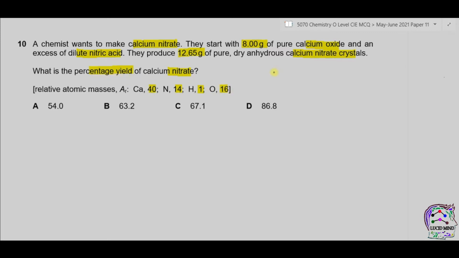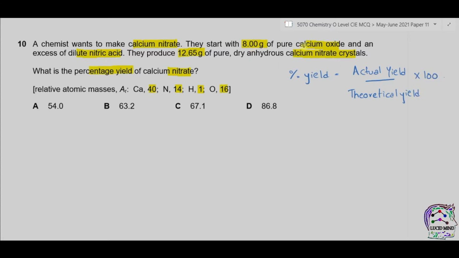The formula of percentage yield is equal to actual yield, or we can also say experimental yield, and it is always given in the question. In this question they have given this as the yield, so this one is the actual yield, divided by theoretical yield. Now the theoretical yield can be found out by the balanced chemical equation, multiplied by 100.